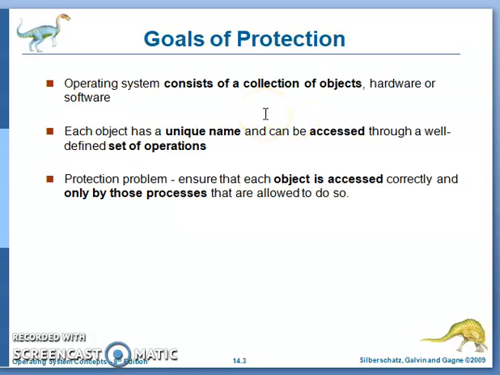Goals of protection. An operating system consists of a collection of objects. Those objects may be either hardware or software. Each object has a unique name and can be accessed through a well-defined set of operations. The protection problem is to ensure that each object is accessed correctly and only by those processes that are allowed to do so. So the objects can be accessed only by valid users. These are the goals of protection.